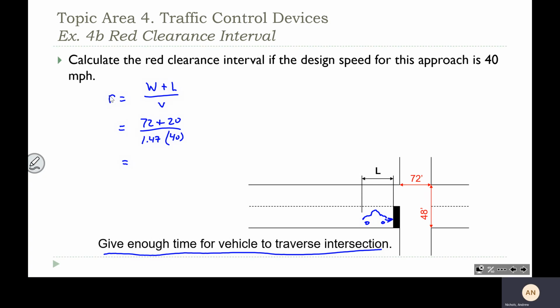So the W plus the L is front bumper to back bumper, because we want even its back bumper to clear the intersection. So we need to travel the full length of the vehicle plus the width of the intersection at the design speed. What'd you get? 1.6. That's 1.56. Okay, so 1.56, and we've rounded that up to 1.6.